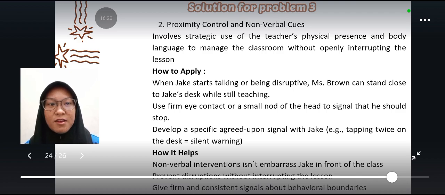How will this help? Nonverbal intervention doesn't embarrass Jack in front of the class. It prevents disruption without interrupting the lesson, and gives a firm and consistent signal about behavior boundaries.